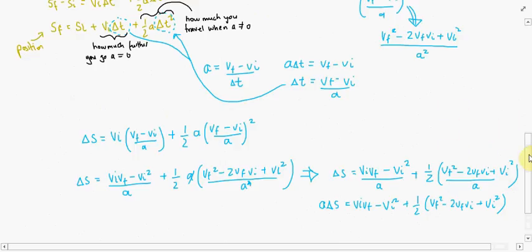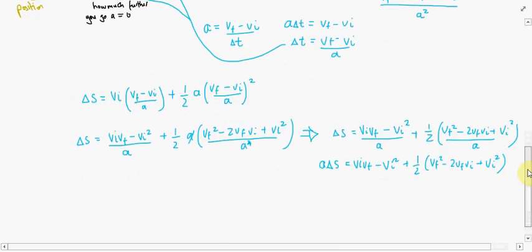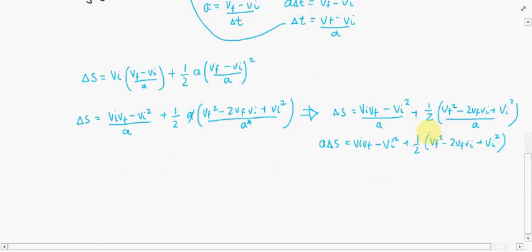I need to get rid of this half. So what we'll do is multiply everything by 2, because a half times 2 is going to cancel out. So I'll just have to do that on all sides. So this becomes 2a delta S is equal to, well, I have to multiply that by 2, so it becomes 2Vi times Vf minus 2Vi squared plus, and now I can just write this because that's been cancelled, Vf squared minus 2VfVi plus Vi squared.